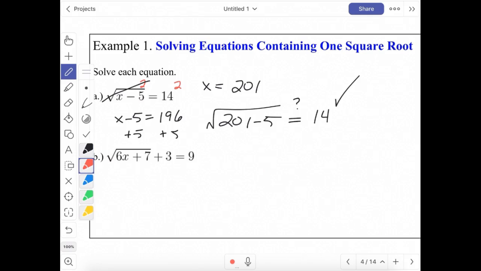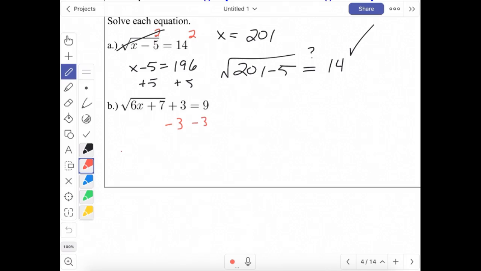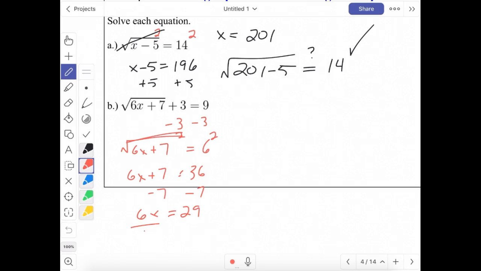Now the next one. Remember, we have to isolate our radical. So we're going to do minus 3, square root of 6x plus 7 is equal to 6. Square both sides. 6x plus 7 is equal to 36. Minus 7, 6x is equal to 29. I don't know about this. Divide by 6, divide by 6. So that would be 29/6.